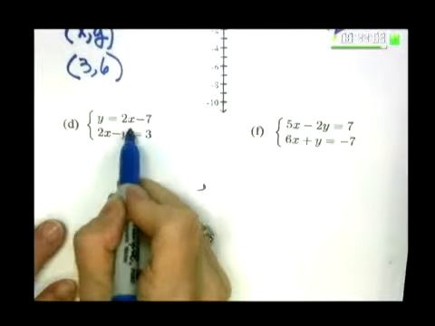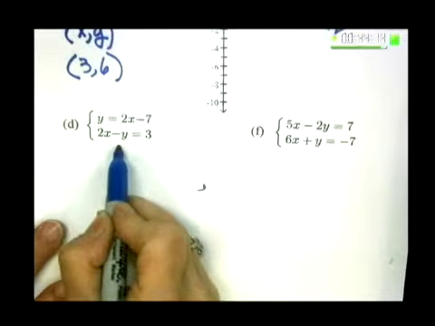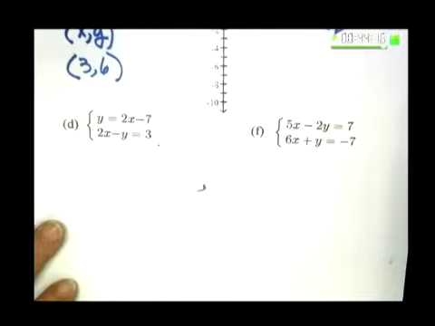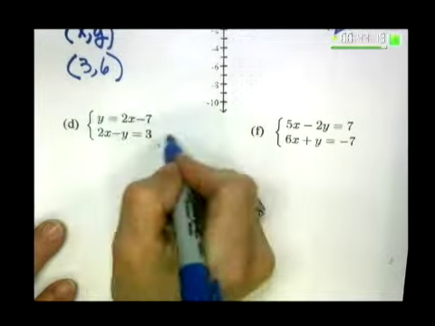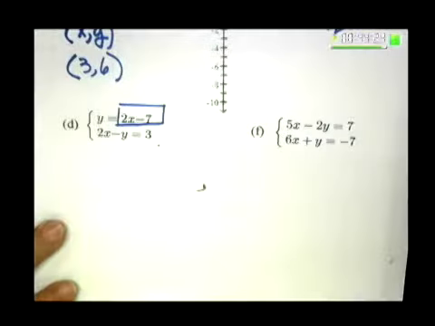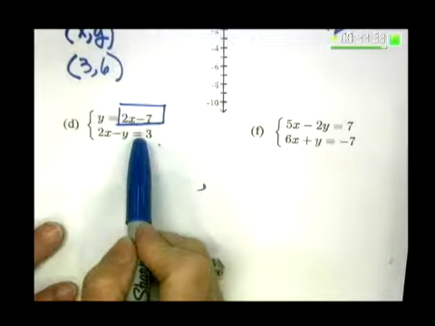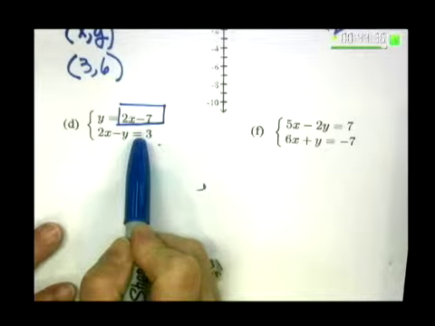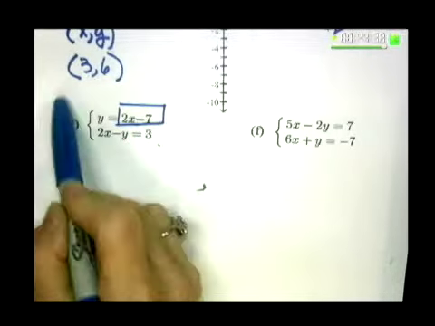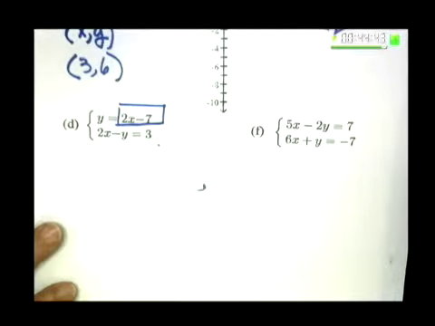The first equation says y is equal to 2x minus 7. And the second equation says 2x minus y equals 3. Well, I know what y is worth. The system of equations says that y is worth 2x minus 7. The word substitution means anywhere I see a y, I can put 2x minus 7 because they're worth the same thing. So I'm going to take this first equation and substitute it into the second equation.